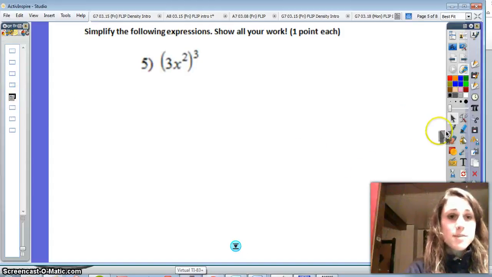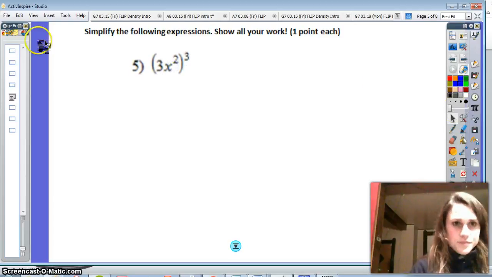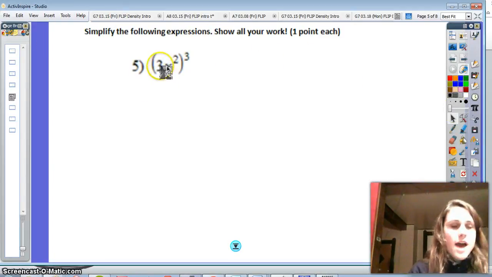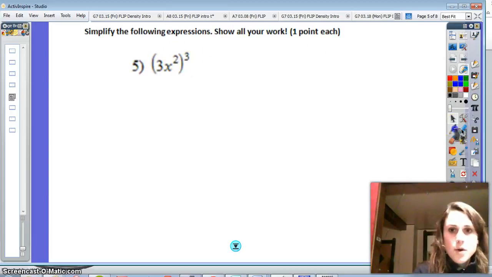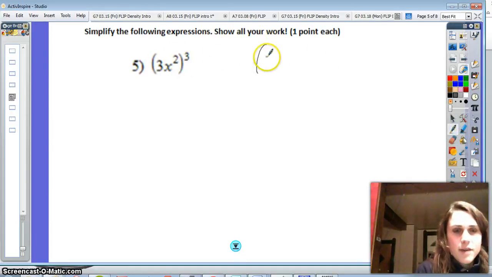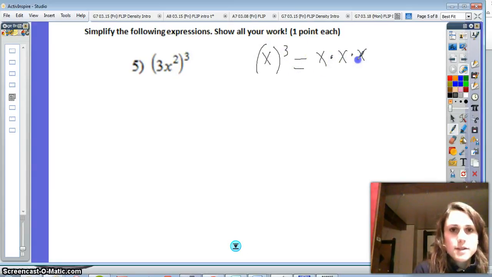Cool. So for questions number 5 and 6, we have expressions that are slightly more complicated. Number 5, we have 3 times x squared to the third power. So we remember that when we have x to the third power, what we're really saying is we have x multiplied by itself 3 times. So whatever is inside the parentheses raised to the third power.